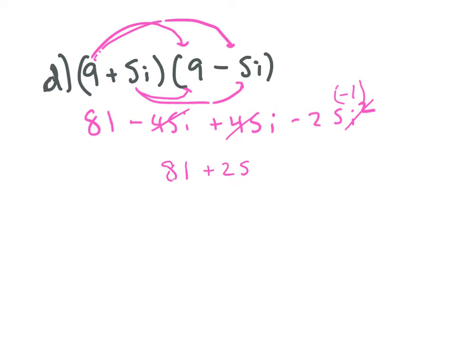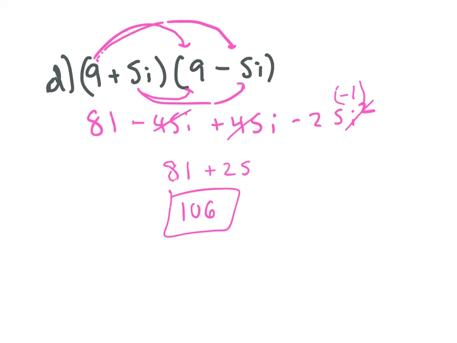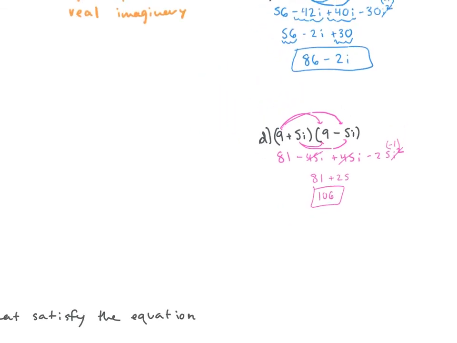All right, now 81 plus 25? 106. Awesome. You beat them there. Good job. So our answer here is 106. All right, any questions from number 1?